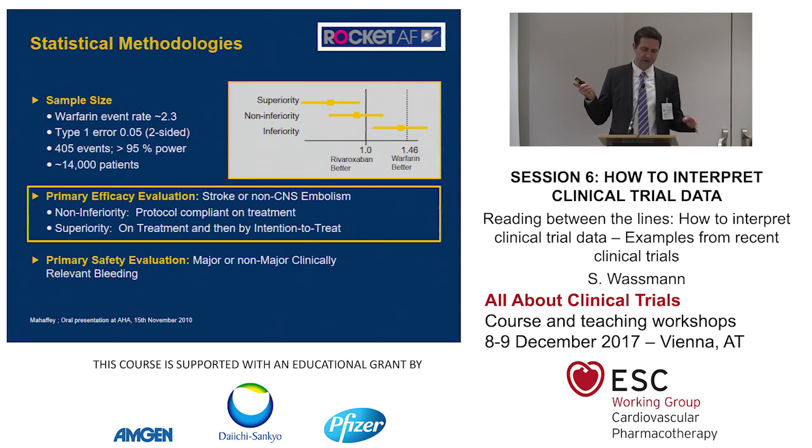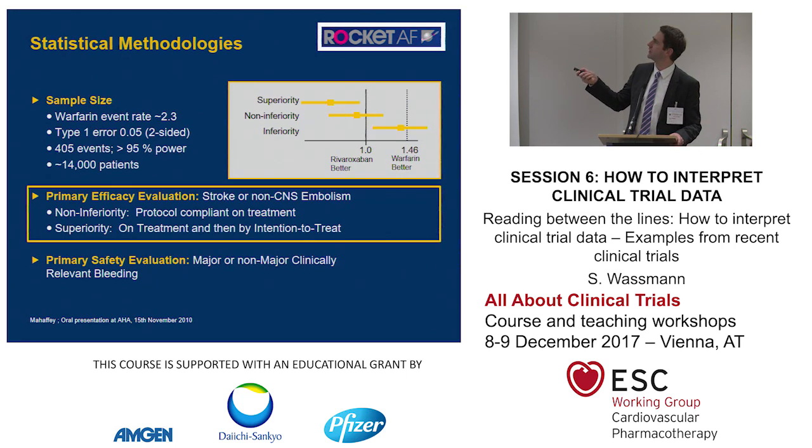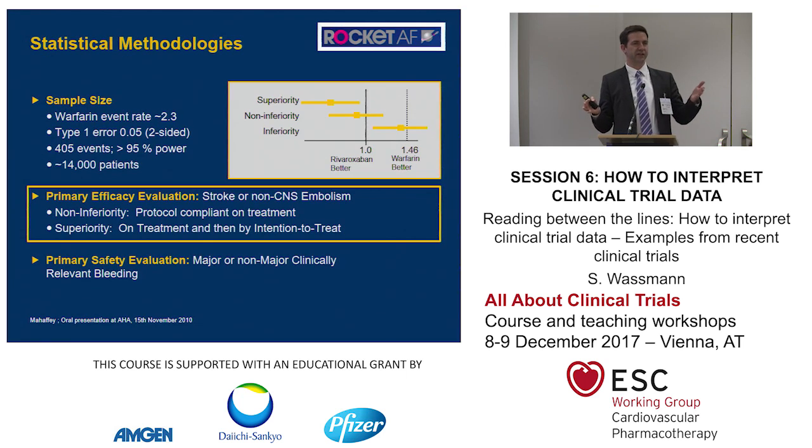The statistical methods were clearly shown. So here you see the testing and the confidence intervals for testing of superiority, non-inferiority, and inferiority. So it is very clearly stated what non-inferiority is. And you can see here the primary efficacy endpoint, stroke and systemic embolism. And they said, okay, non-inferiority means on-treatment population, protocol compliant on treatment, and superiority was tested first in the on-treatment cohort and then in the intention-to-treat cohort, which is different from other trials, and that's why I'm showing it.